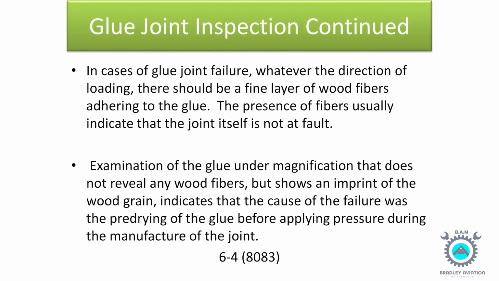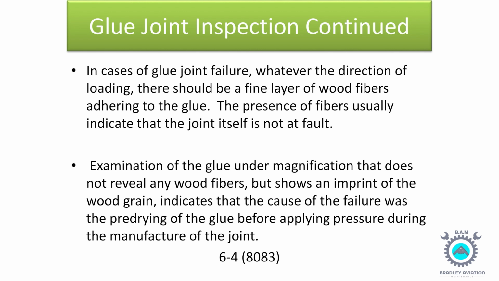Glue joint inspection continued. In cases of glue joint failure, whatever the direction of loading, there should be a fine layer of wood fibers adhering to the glue. The presence of fibers usually indicates that the joint itself is not at fault. Examination of the glue under magnification that does not reveal any wood fibers, but shows an imprint of the wood grain, indicates that the cause of the failure was the pre-drying of the glue before applying pressure during the manufacture of the joint.